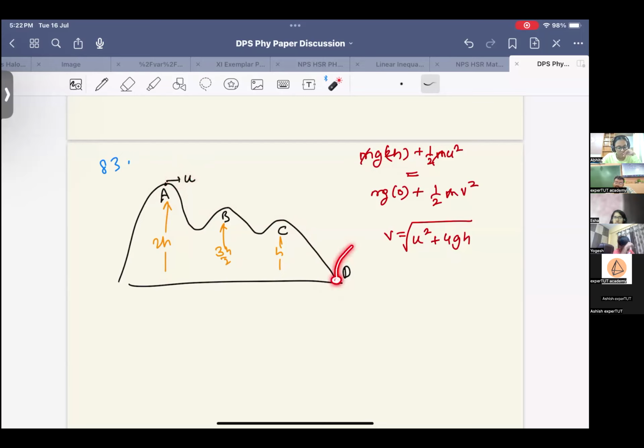So PE at D is 0 because the height is 0, it is at ground. And what is KE at D? We don't know, so we use this speed as V and write half m v square. Then you have to do this plus this is equal to this plus this. They are equal because PE plus KE is constant for any point, okay?